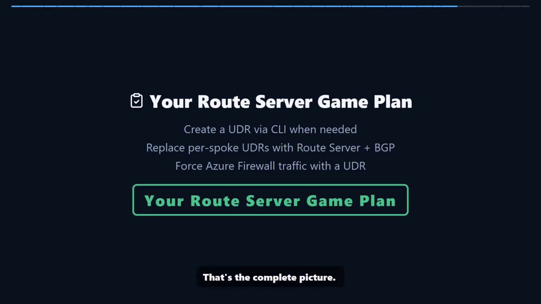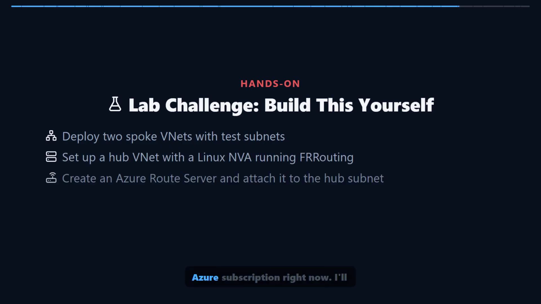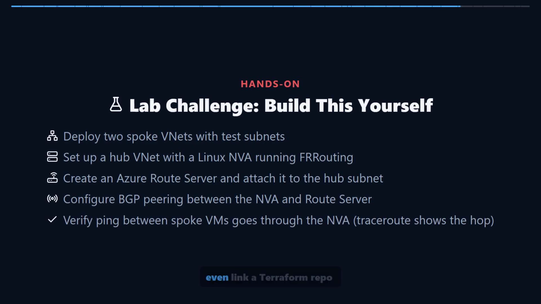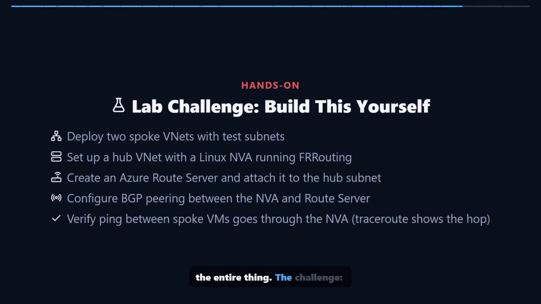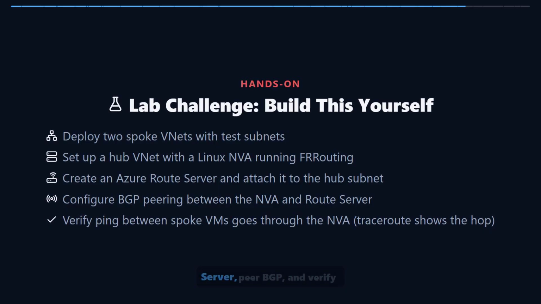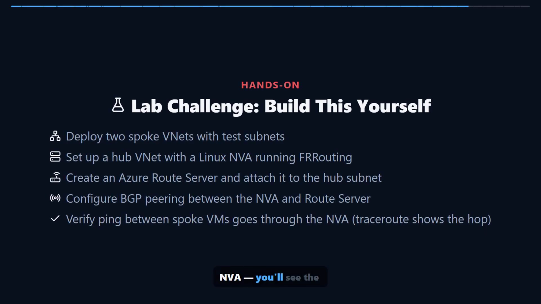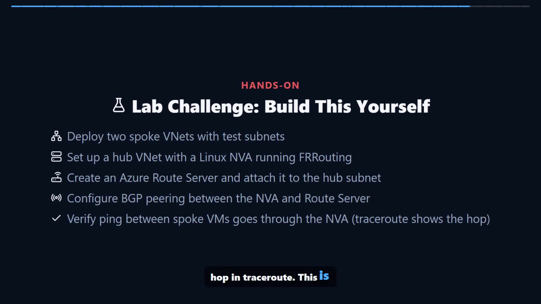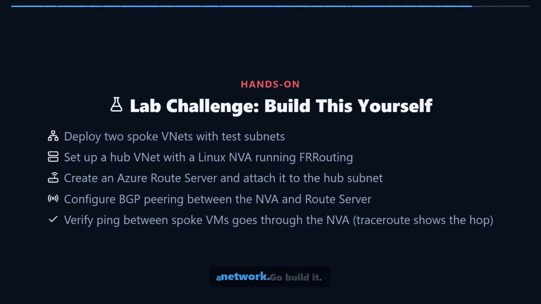That's the complete picture. Time to get your hands dirty. Here's a lab you can build in your own Azure subscription right now. I'll even link a Terraform repo in the description that provisions the entire thing. The challenge: deploy 2-spoke VNets, a hub with a Linux NVA running FRR, create a route server, peer BGP, and verify that a ping between spoke VMs actually flows through the NVA. You'll see the hop in traceroute. This is the exact skill that separates someone who just watches videos from someone who can design a network.